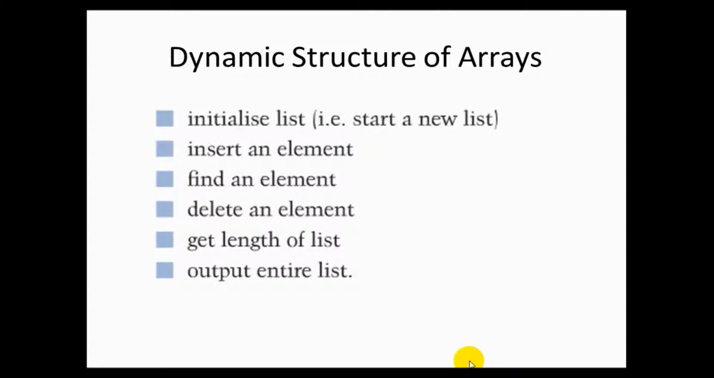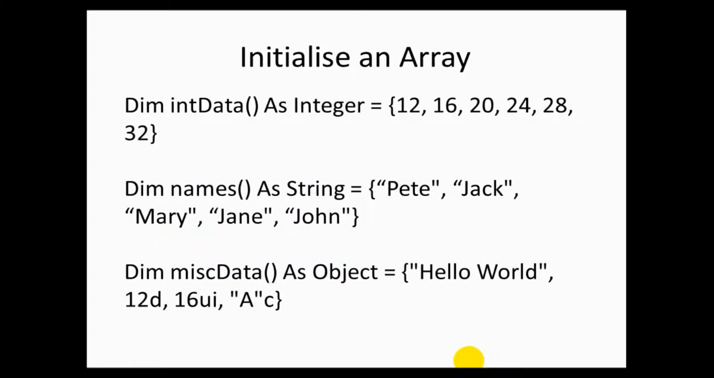An array is dynamic because you can initialize it, i.e. set up a new list. You can insert elements into a list. You can find an element within the list. You can remove an element, and you can find out how many elements there are, and you can print or output the entire list. Let's look at how to initialize an array.